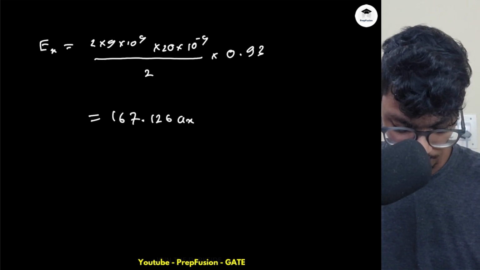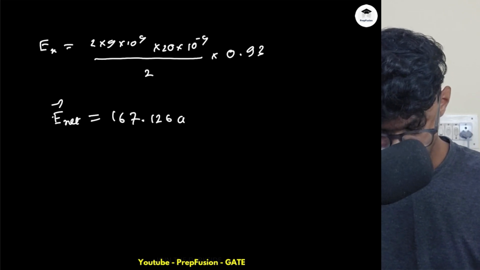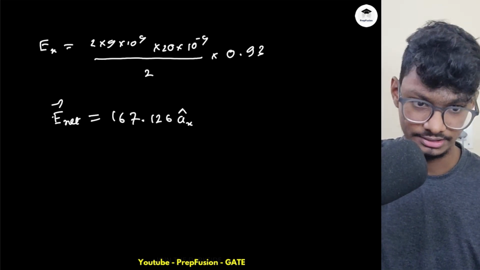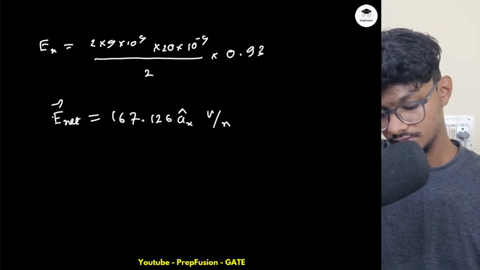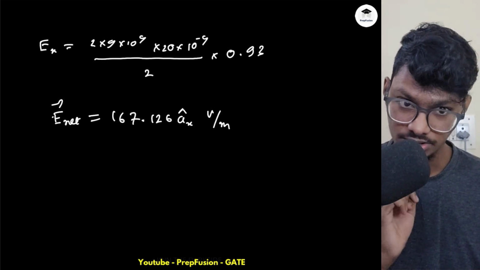167.126 in the positive ax direction, right? This will be my E net in the positive ax direction. I will just find the magnitude; direction I will put at the end. Okay, V by volt per meter. Okay, volt per meter. So this will be the answer to this particular question.